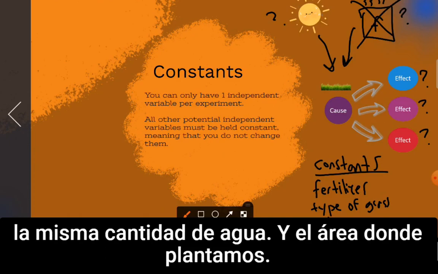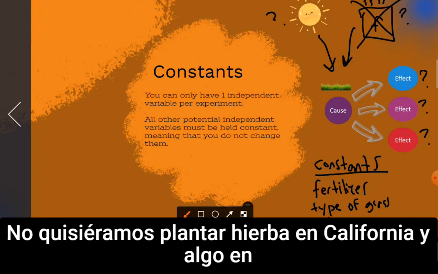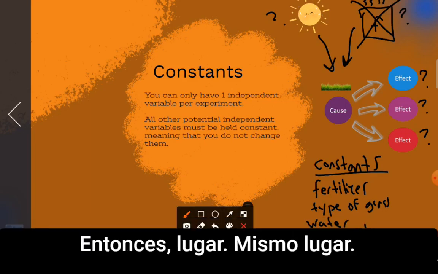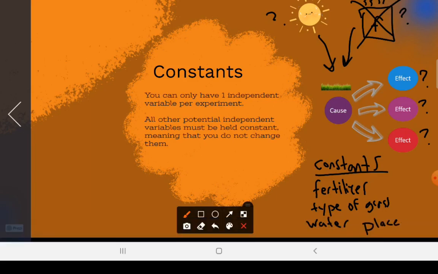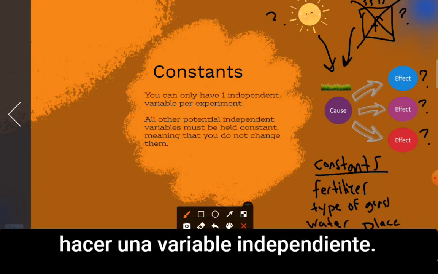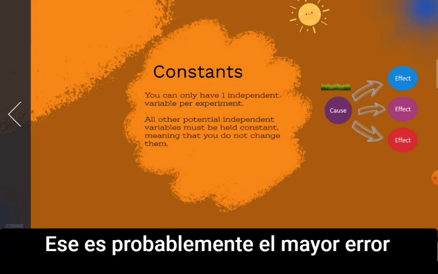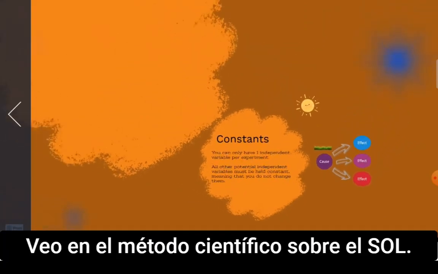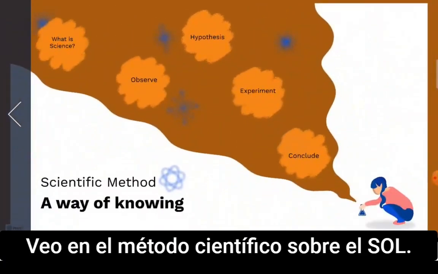And the area, where are we planting it? We wouldn't want to plant some grass in California and some in Virginia, right? So place, same place. These are all things that you don't want to accidentally make an independent variable. That's probably the biggest error I see in the scientific method on the SOL.